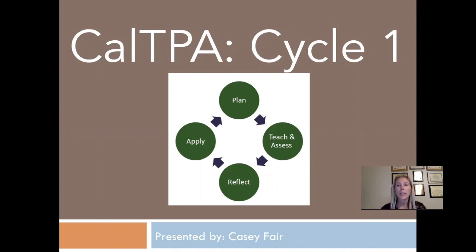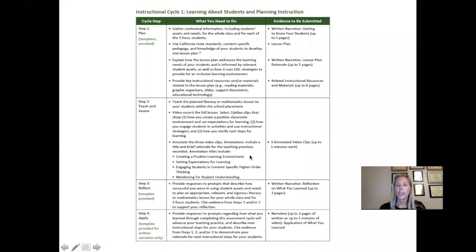Today we will be discussing the second step of CalTPA Cycle 1, which is the Teach and Assess step. Just as a reminder and as an overview, I have provided this document which can be found in the Assessment Guidebook tab in the TPA Center on our course website. As I mentioned, today we will be focusing on Step 2, Teach and Assess.